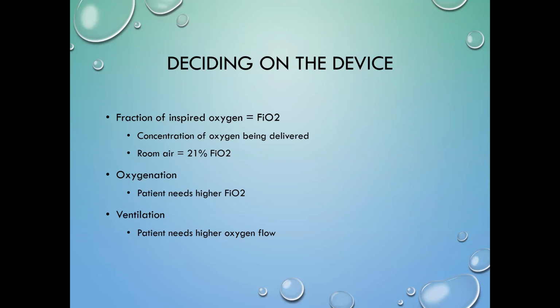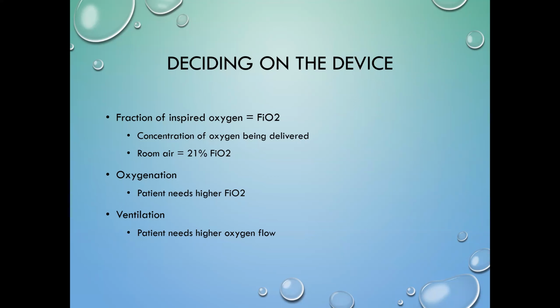This is the abbreviation for fraction of inspired oxygen, and it's really another way to say the concentration of oxygen that's being inhaled. So normal room air has an FiO2 of 21%. So when you take a breath and you're just breathing in the air around you, 21% of it is oxygen, another 78% of it is nitrogen, and then the other 1% is trace elements like argon, carbon dioxide, neon, helium, and methane.